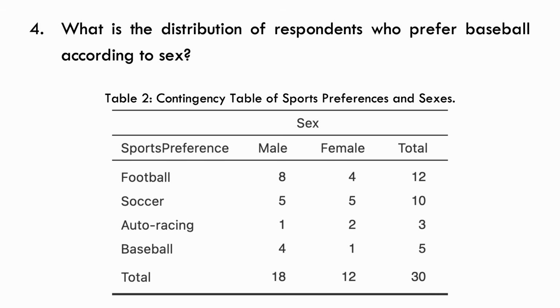What is the distribution of respondents who prefer baseball according to sex? Now, the key phrase is respondents who prefer baseball, so we focus on the baseball row. Therefore, among the respondents who prefer baseball, 4 are male and 1 is female, for a total of 5 respondents.